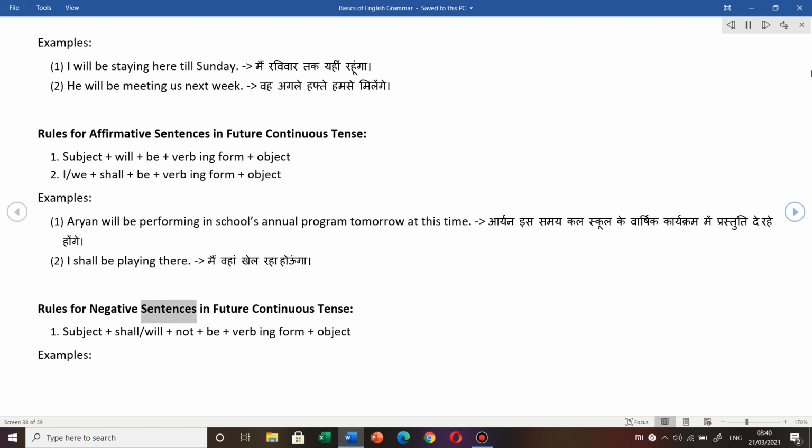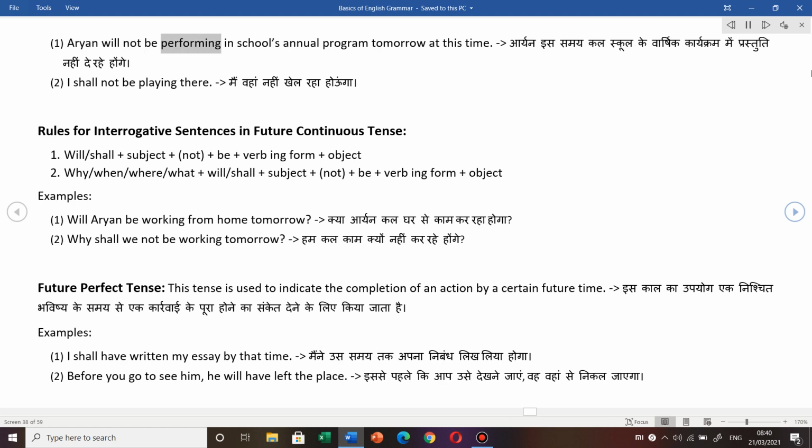Rules for negative sentences in future continuous tense. Subject plus shall/will plus not plus be plus verb ing form plus object. Examples. Ian will not be performing in school's annual program tomorrow at this time. I shall not be playing there.